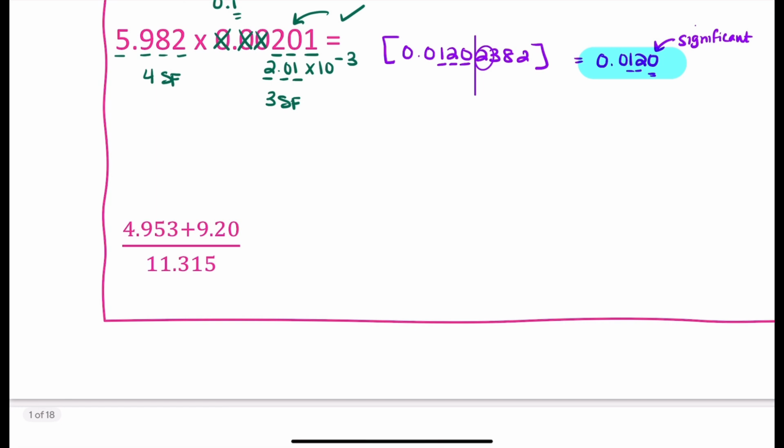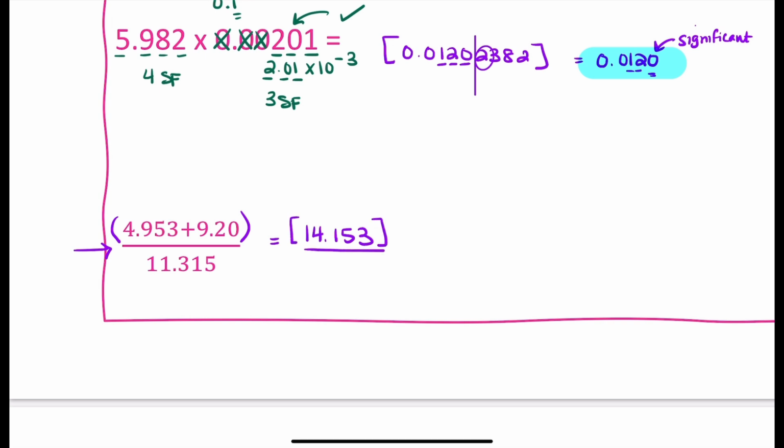If I look at the example here, 4.953 plus 9.2 divided by 11.315. Remember the division symbol here acts like parentheses. What that means is that I do the numerator first, and then I divide by the denominator. So the 4.953 plus the 9.20 is my first calculation. I'm going to plug that in the calculator, and I get 14.153. Again, that is my calculated answer.